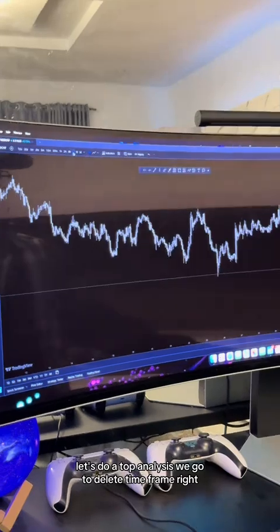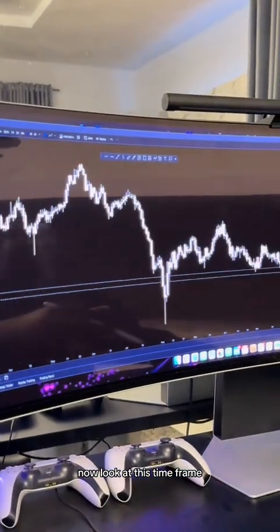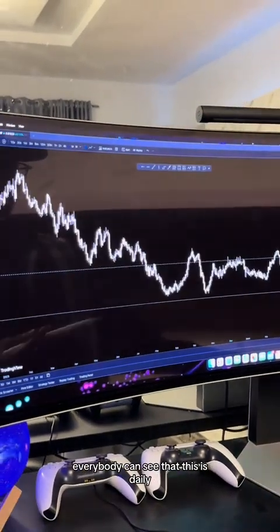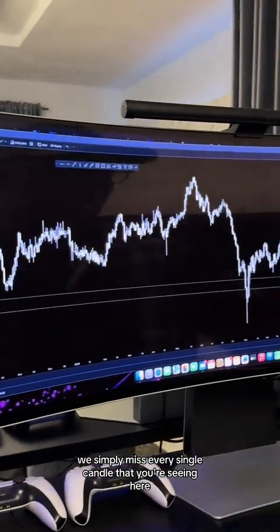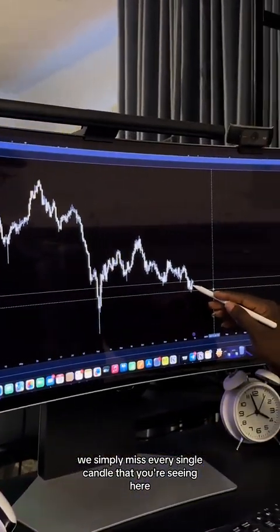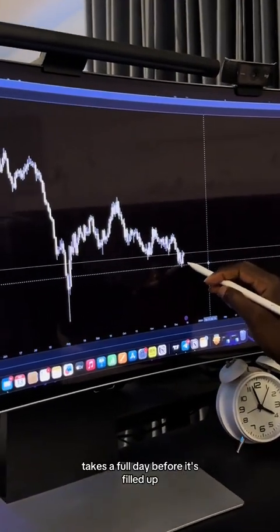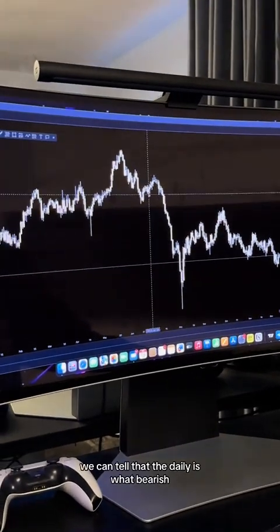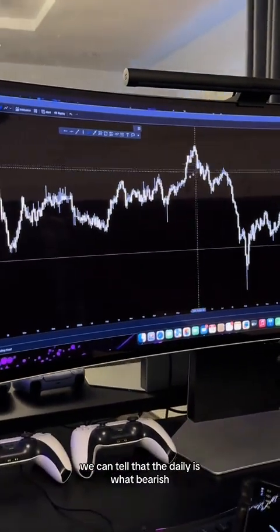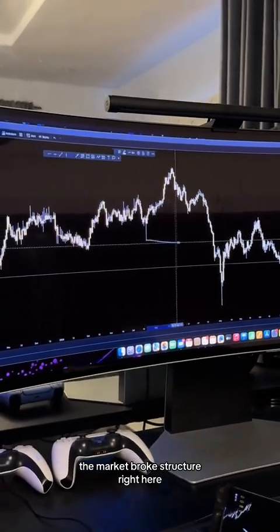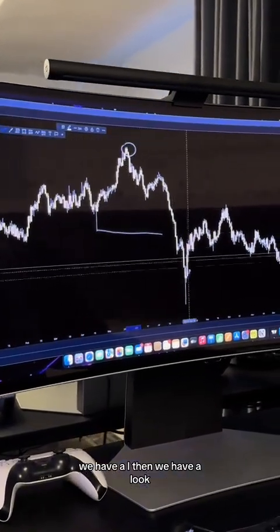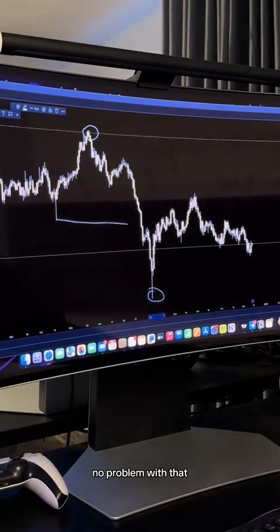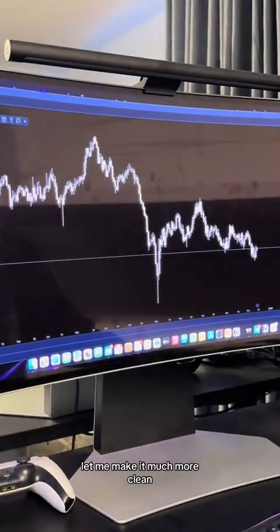We go to the daily time frame right now. Look at this time frame. Everybody can see that this is daily, which simply means every single candle that you are seeing here takes a full day before it's filled up. But looking at this daily, we can tell that the daily is what? Bearish. The market broke structure right here. We have a high, then we have a low. No problem with that. Let me make it much more clean.